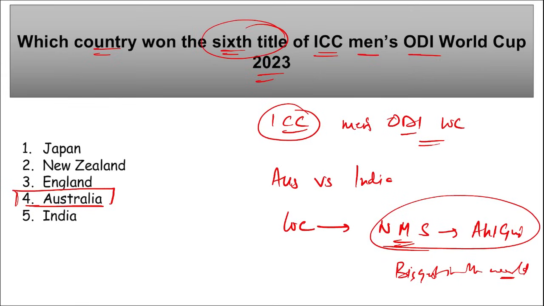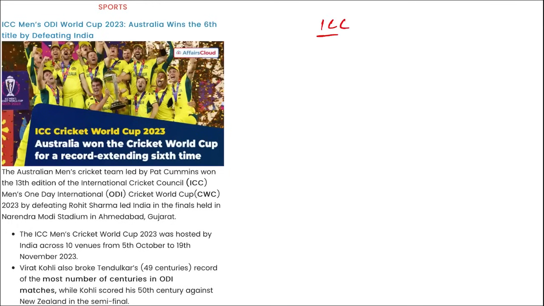Correct. If we talk about ICC, who is the chairman here? Greg Barclay. Headquarters is in Dubai, UAE. And when was it established? It was established in 1909.